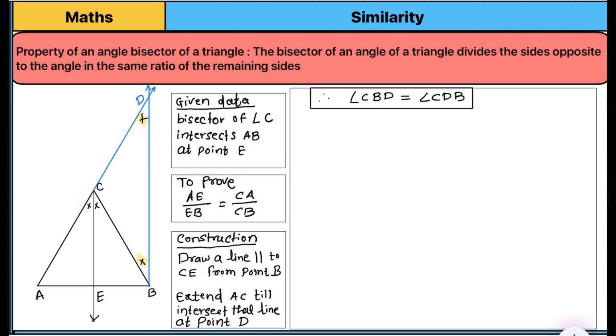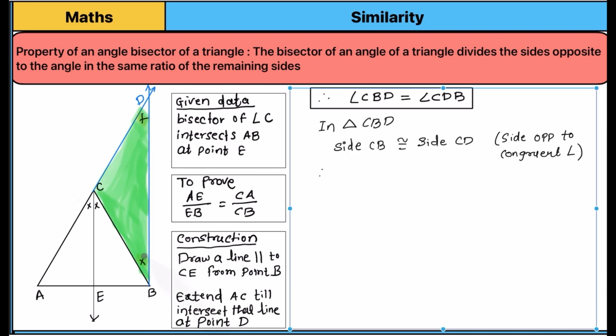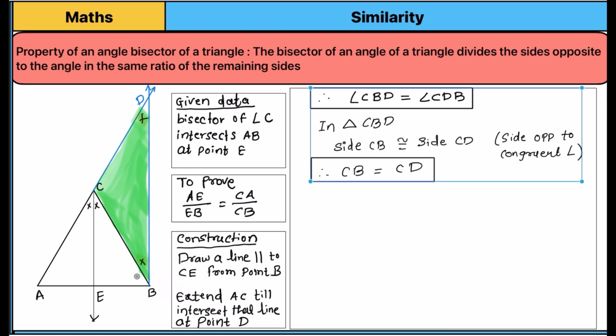Now I want you to focus on this triangle CBD. In this triangle, we have two angles equal. So the sides opposite to those angles would also be equal. Based on that, we can say side CB is equal to side CD. Why? Because the angles opposite to those sides are equal. Hence, in this triangle CBD, side CB is equal to side CD.